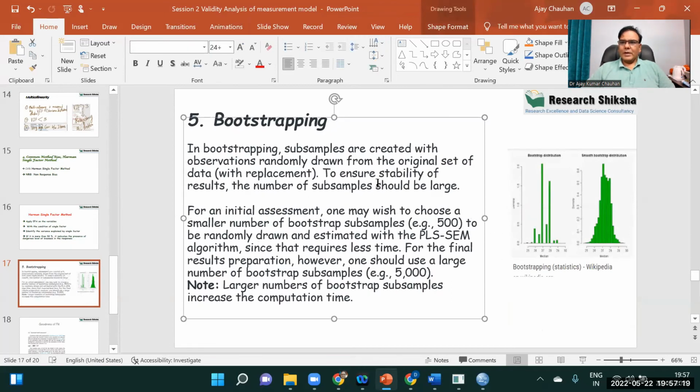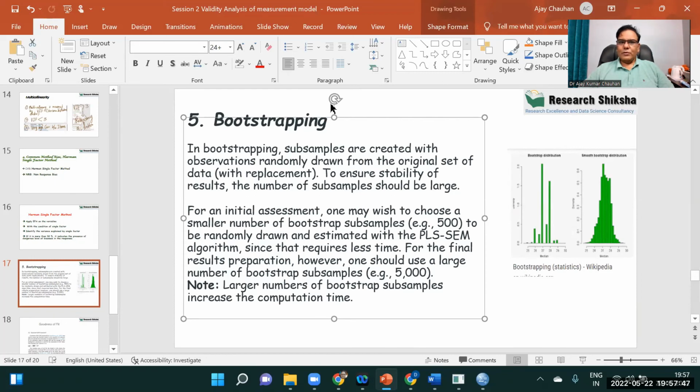Okay. In most cases, scholars ask me how many times we should run the bootstrapping process. The simplest answer is 500 to 2000. I have seen 2000 mentioned in a paper, and I have also seen 500 mentioned in a paper. So any number between 500 and 2000, you can apply as a bootstrap process.